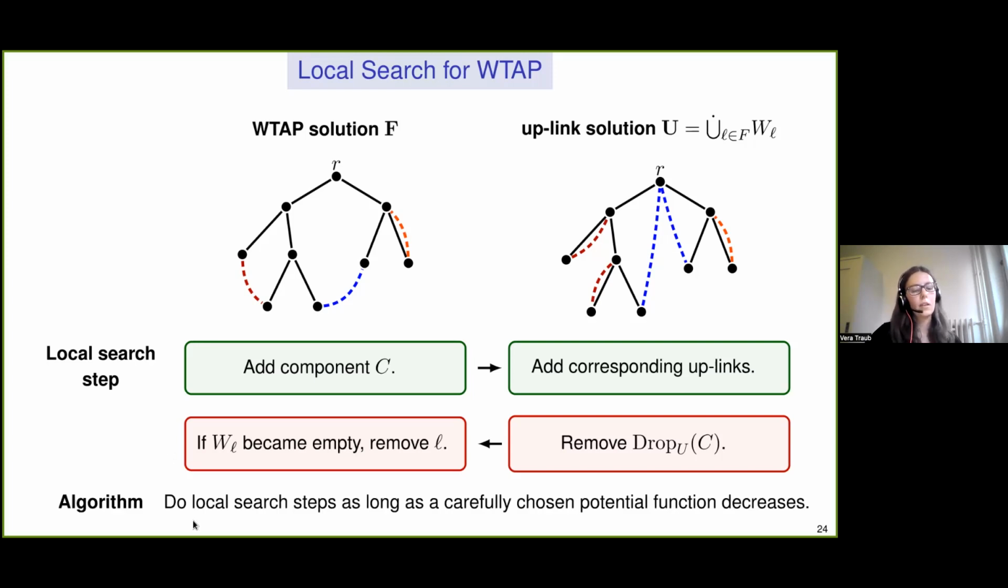So the algorithm does local search steps just as long as some carefully chosen potential function decreases. You need to choose this potential function in such a way that the algorithm also sees some progress even if we just remove one of the uplinks here on the right, and even if our actual solution F didn't become cheaper right away. This doesn't necessarily mean that F becomes cheaper. So this is why as an objective function in the local search, we cannot simply use the weight of our solution F, but we have to use some carefully chosen potential.